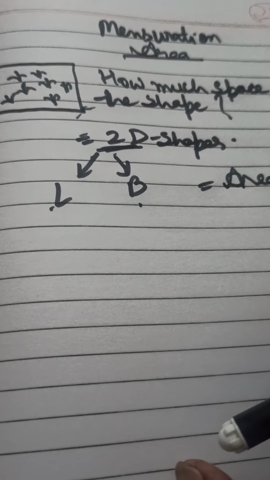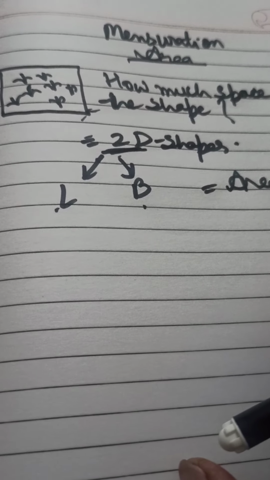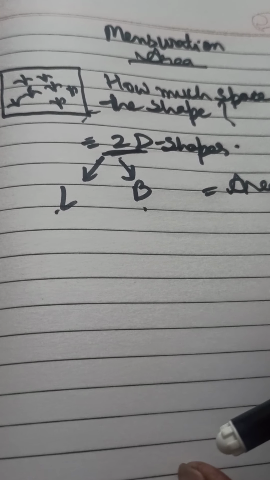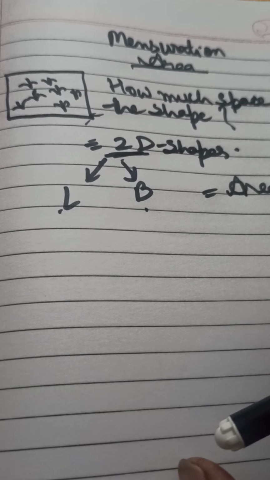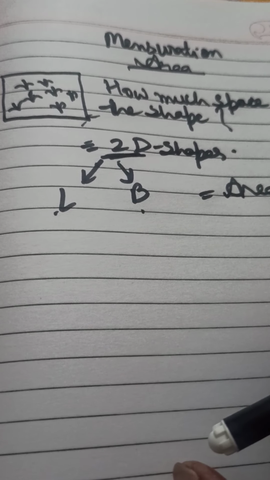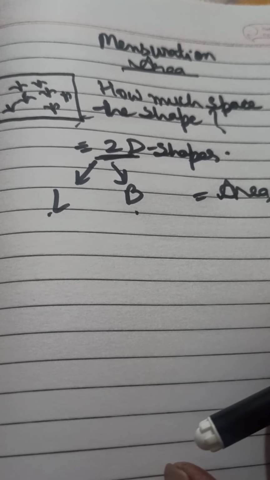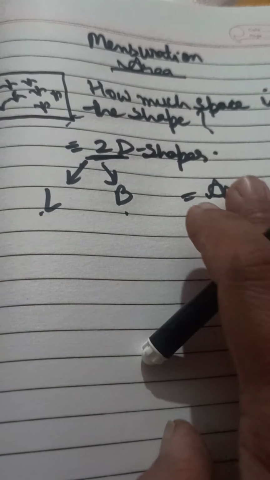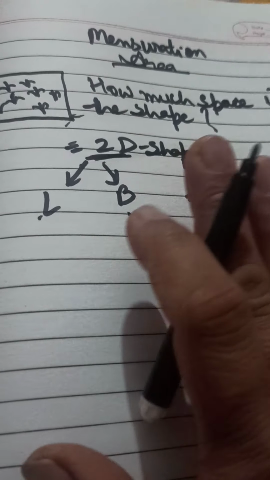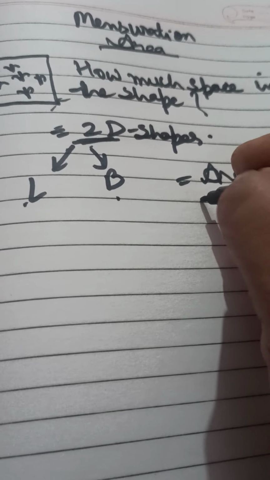Just like in the time chapter you need hours, minutes, seconds, and for length, breadth, capacity you need meter, centimeter, kg. Like this, in area also we want a unit. So we have decided that square is the measuring unit of area. Why?